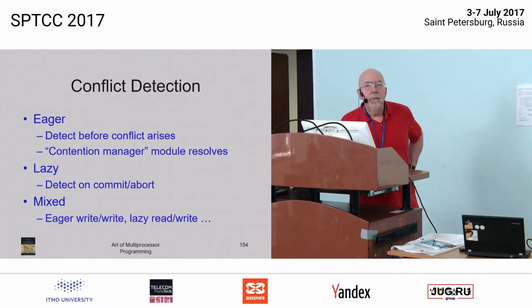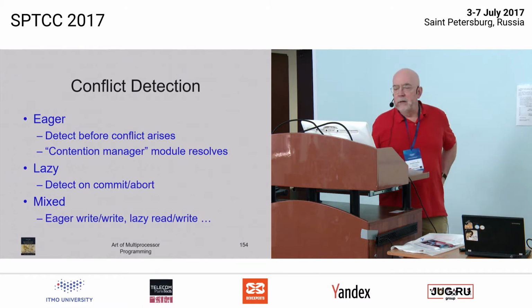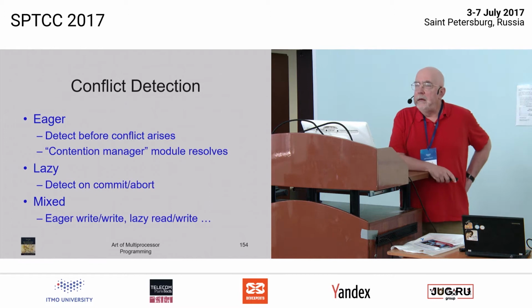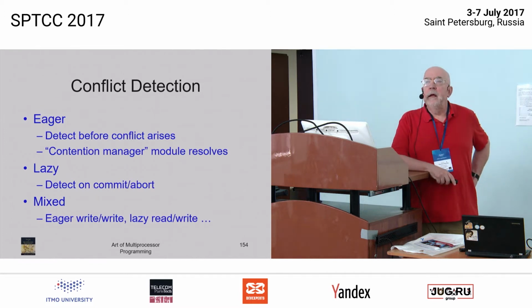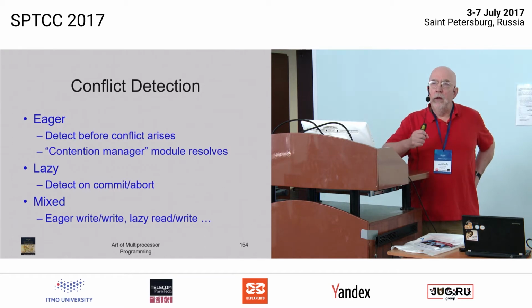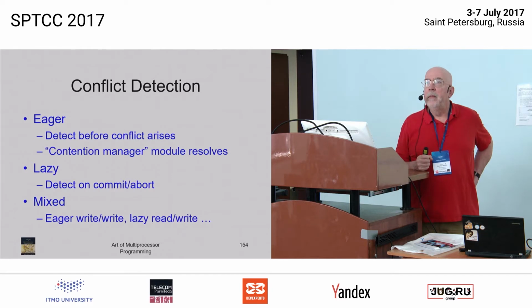Conflict detection is an interesting set of trade-offs. So in an eager scheme, you detect a conflict before it happens. You say, I'm going to read this data. Oh, wait a second, somebody else has already written that data. What do I do now?